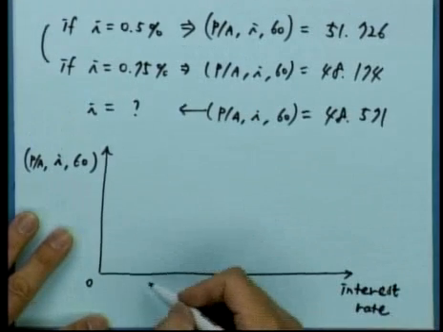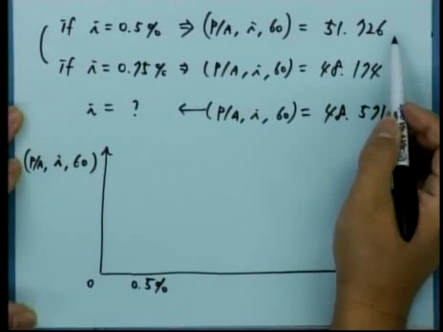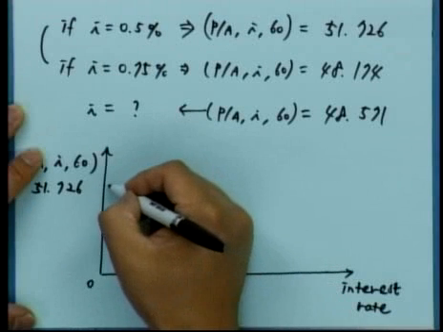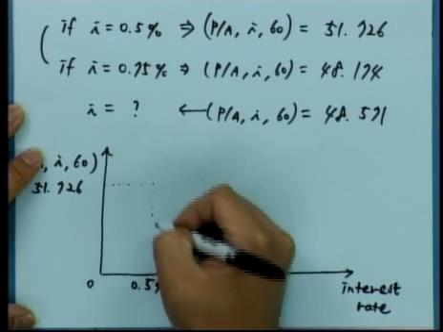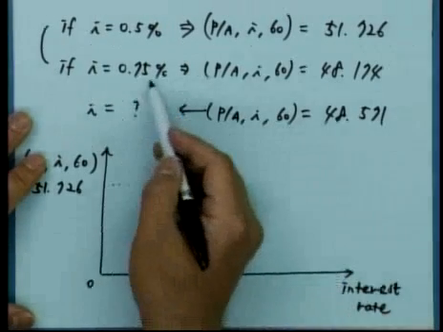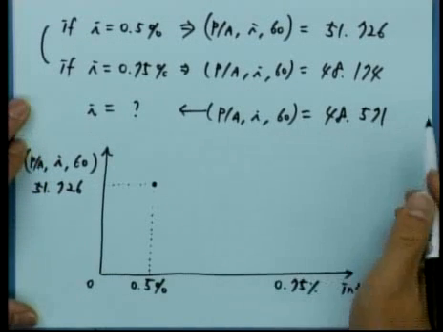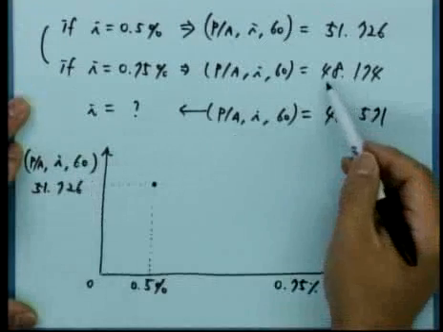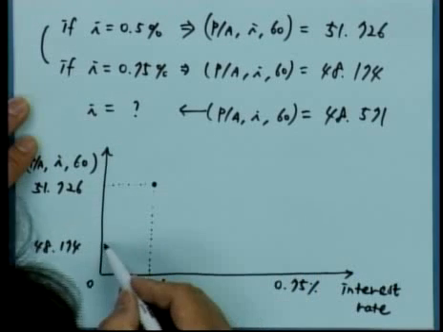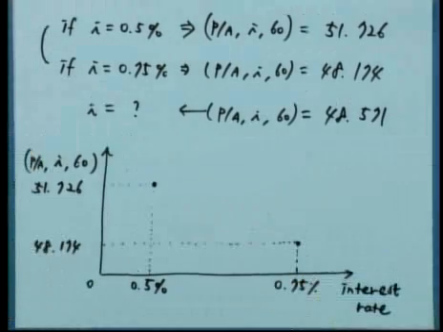If the monthly interest rate is 0.5%, then how much do we have? It's going to be 51.726. So let's say 51.726 is somewhere here. If the interest rate is 0.75%, let's say somewhere here we have 0.75%, then the factor value becomes 48.174. So let's say 48.174. So we are right here. Okay.